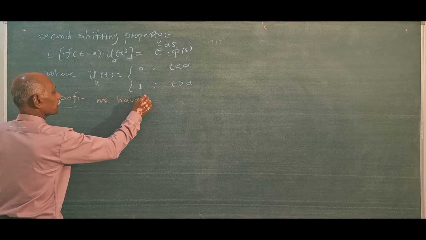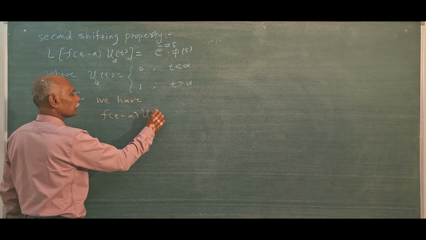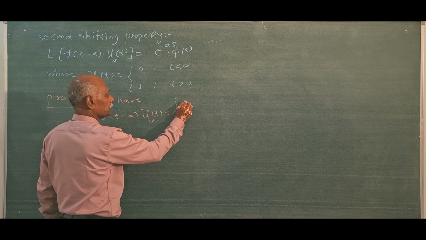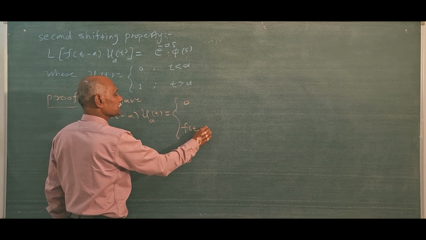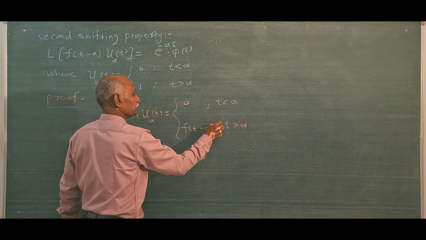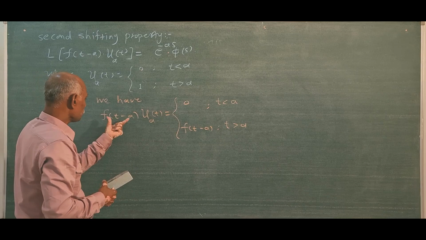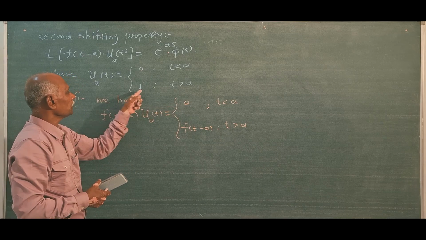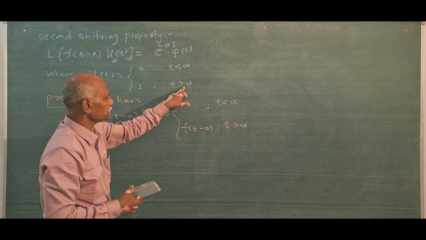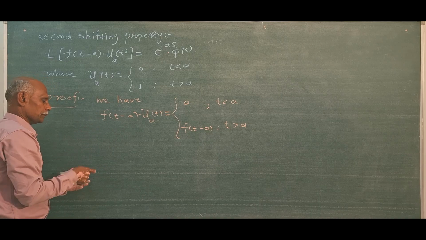So we start with this. We have f(t − a) into the unit function u_a(t) equal to a curly bracket: here 0, and here you have f(t − a). This is for t less than a, and this is for t greater than a. Now why 0? Because u is 0, therefore this multiplied by u comes 0. Where u is 1, if it is multiplied by 1, you get the same thing. Conditions are the same. This is the product of the unit function and the given function.